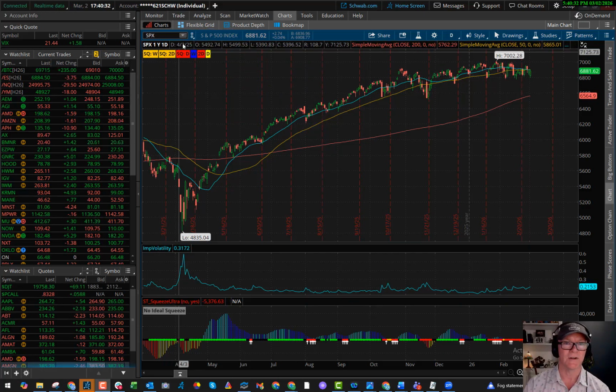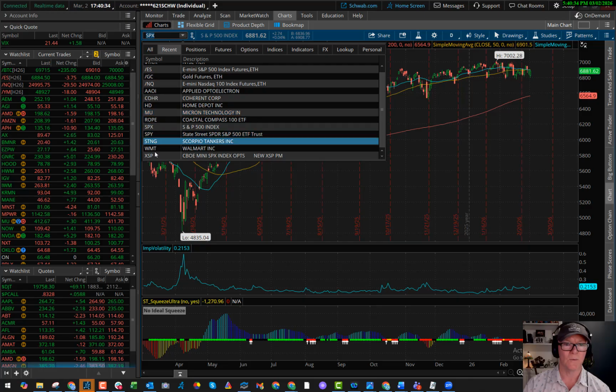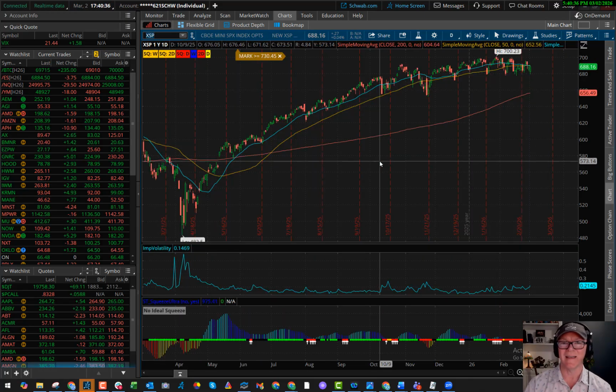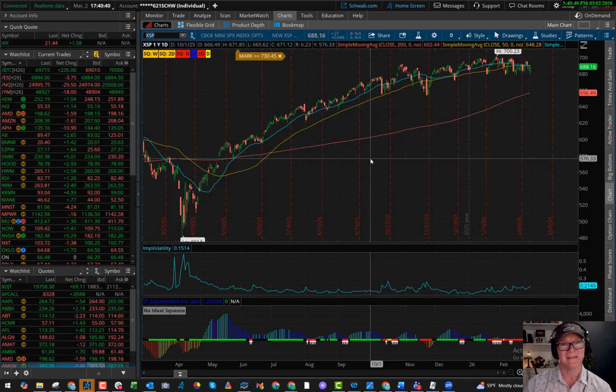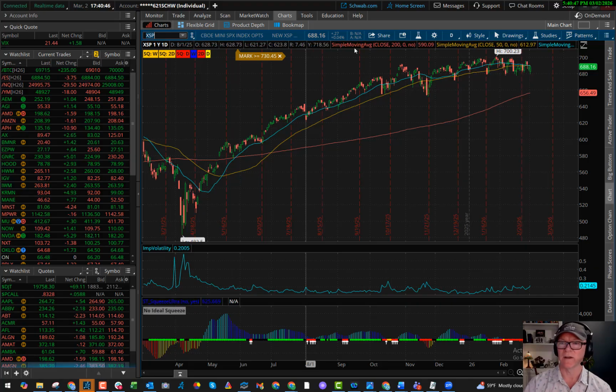Let me switch this chart over, and we will take a look. So here is XSP. I always get that mixed up. So you got SPX and XSP. Again, this is the mini SPX options, not futures. This is options, right? And as we can see here, we've been looking at this chart.